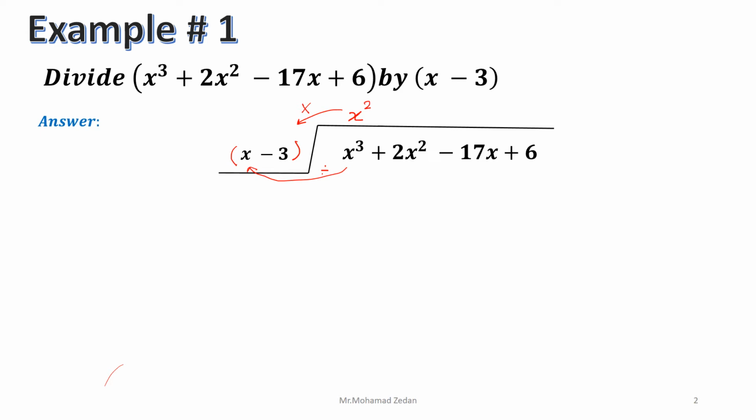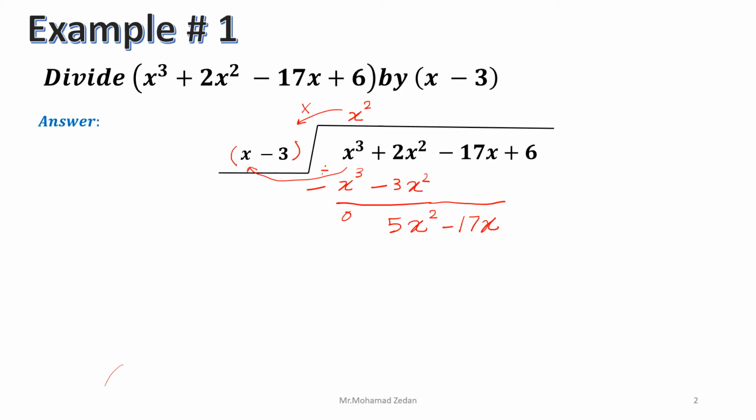So x cubed times x gives you x cubed. Okay, minus, because this is a negative sign, x squared times 3 is 3x squared. Now subtract. This is 0, of course. 2 minus negative 3 is 5x squared. Just bring down one term, because you are dividing by a binomial, two terms, you always bring down also a binomial, two terms.